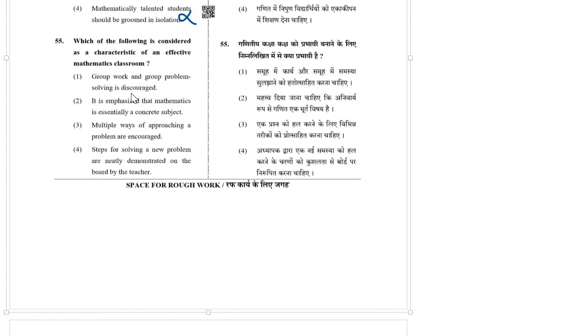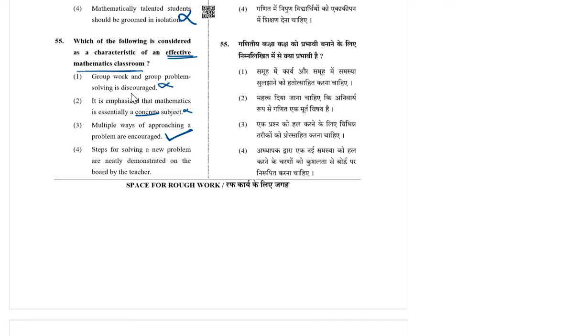Which of the following is considered a characteristic of an effective mathematics classroom? Group work, group problem solving. No, we are always encouraging the children to do the sums in a group. It is emphasized that mathematics is essentially a concrete subject. No, that is also not true. Multiple ways of approaching a problem are encouraged. Yes, we always encourage multiple ways.